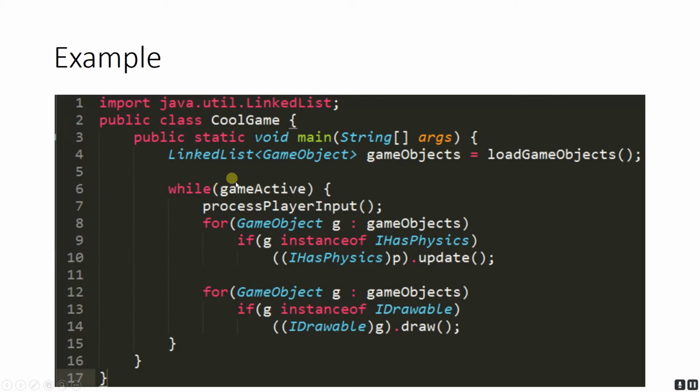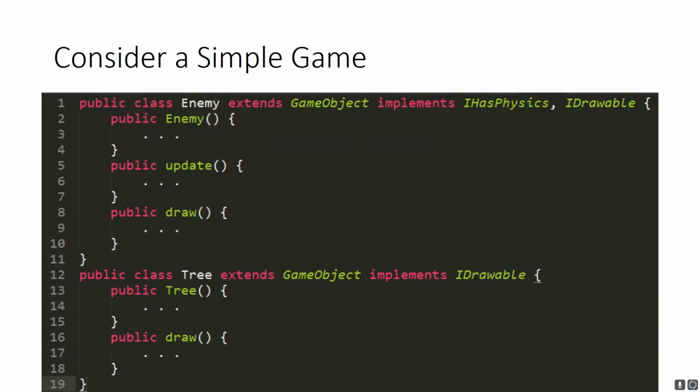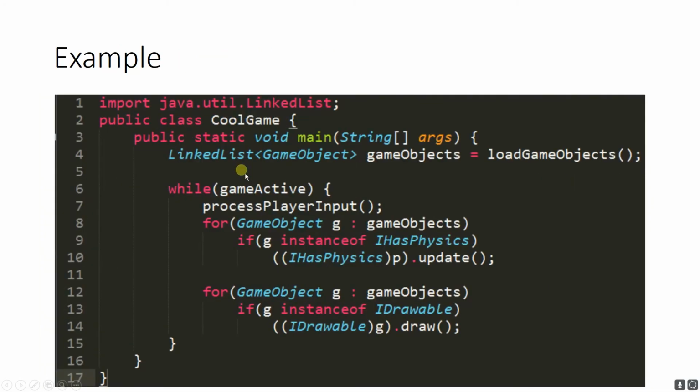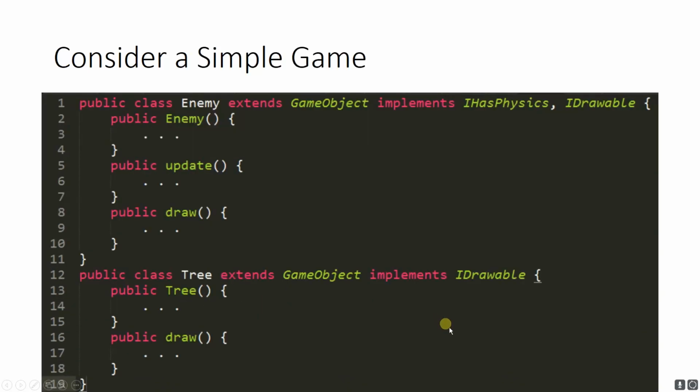So we have a similar loop. While the game is active, get the player's input, of course, and now for every gameObject G in our gameObjects, if that particular one we're looking at, if G is an instance of iHasPhysics, then we can call the update method, because we know that all objects that implement the iHasPhysics interface must implement this update method. So we'll have to cast them to iHasPhysics first, of course, and then update. And the same goes for our gameObjects again. If the one we are currently looking at, G, is an instance of iDrawable, or it implements that interface, we can cast to iDrawable and call draw, because as we saw before, iDrawable means you must have this draw method.